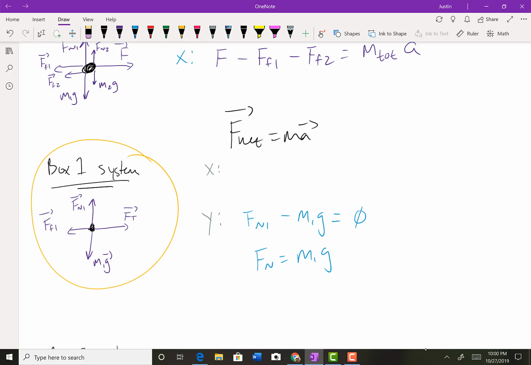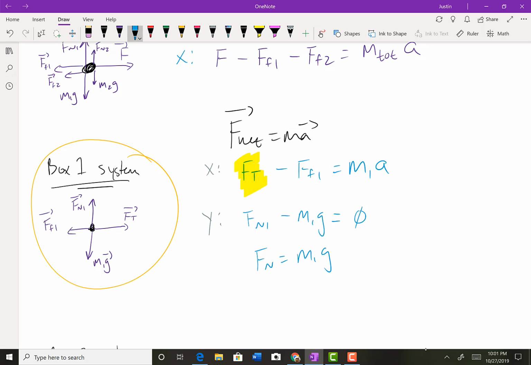So in the horizontal direction, I've got the tension force, which is what I'm looking for. This is the big thing I'm looking for right here. Minus the friction force, so that'd be minus Ff1 equals the mass 1 times the acceleration, because box 1 is my system here, so I'm going to get m1 as my object right there.